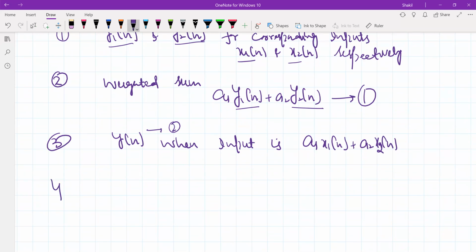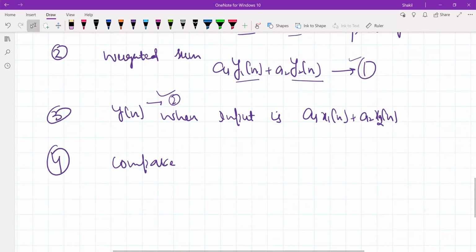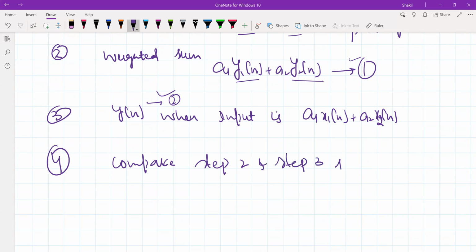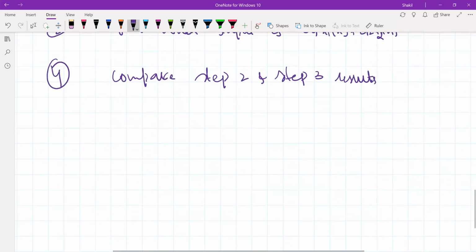Now the fourth step is to compare the results of equation 1 and equation 2. Our job in this step is to compare the results of step 2 and step 3. If these two are the same, then we say the system is linear. Let's take some examples to illustrate this.